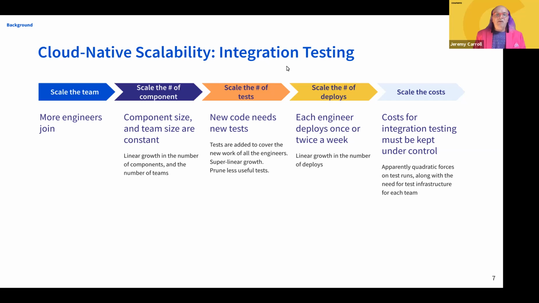So as we increase all these things, there appear to be quadratic forces on the number of test runs we need, and possibly even cubic forces on the need for test infrastructure. But we wish the cost to scale with the team size, not to have these quadratic factors.